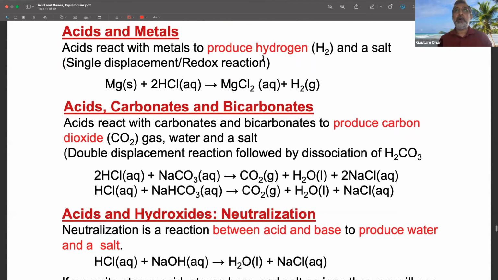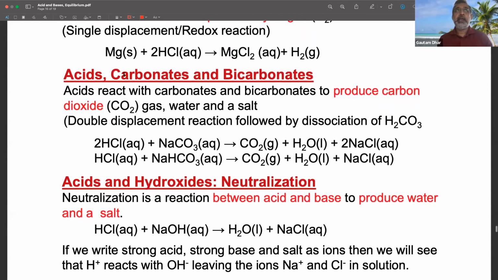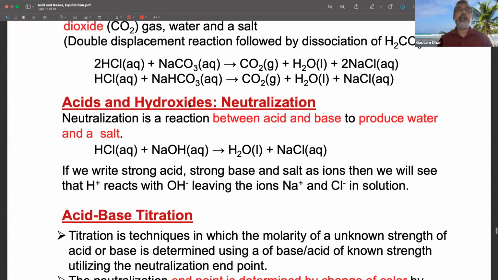Okay, so this is one important reaction. And acids react with carbonates and bicarbonates to liberate carbon dioxide gas. You can use this as a test: if carbon dioxide comes out, you can test for carbon dioxide. And acids and hydroxides can neutralize one another. H plus and OH minus come together to form water, H2O. That's called a neutralization reaction. So neutralization is a reaction between an acid and a base to produce water and salt.